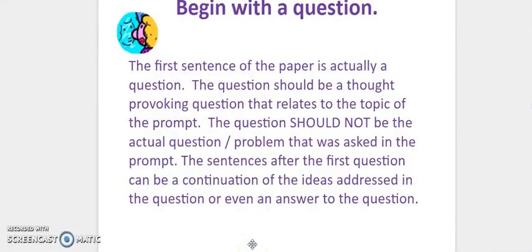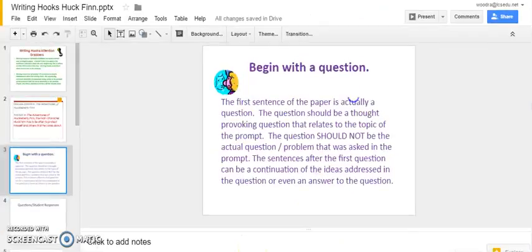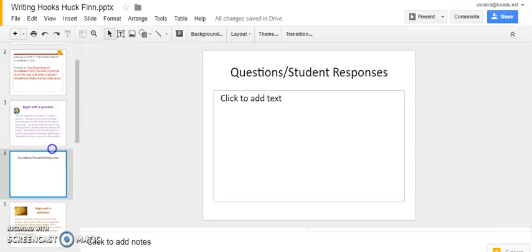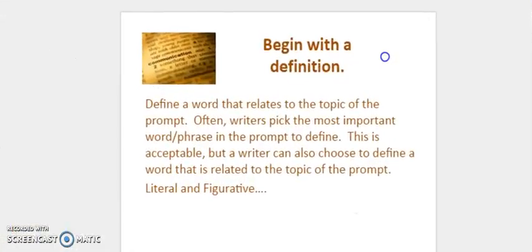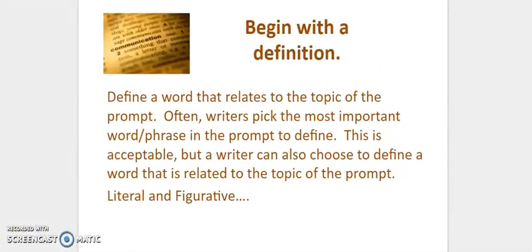All right. Now I want to move on to the next type of writing hook, which is going to be the definition. And I think that almost every one of you is probably very comfortable with the definition writing hook. In a definition writing hook, you define a word that relates to the topic of the prompt. Often writers will pick the most important word or phrase in the prompt to define. This is acceptable, but a writer can also choose to define a word that's related.